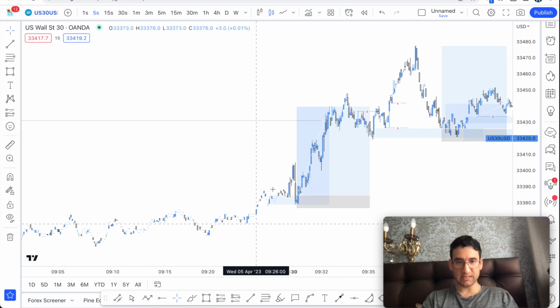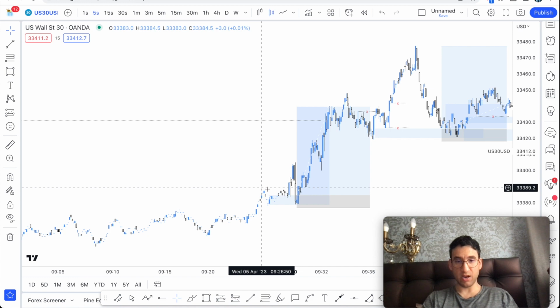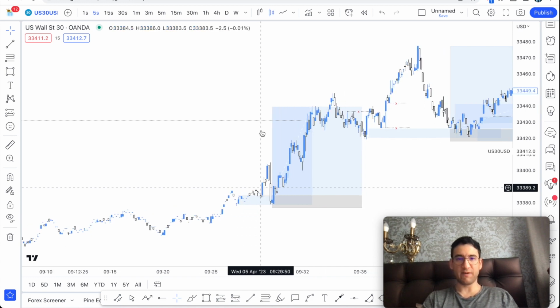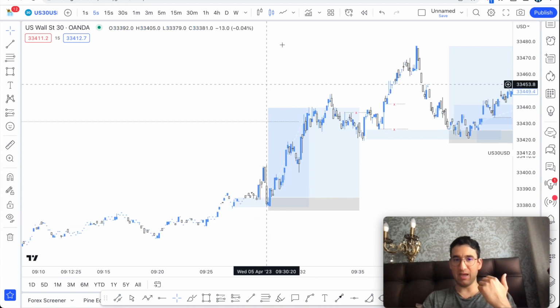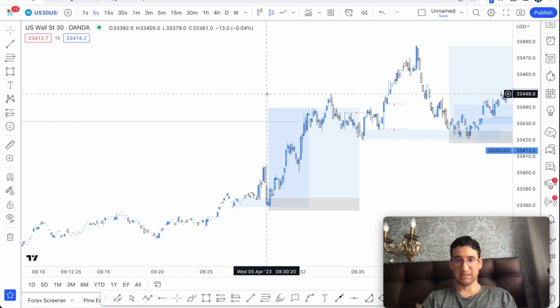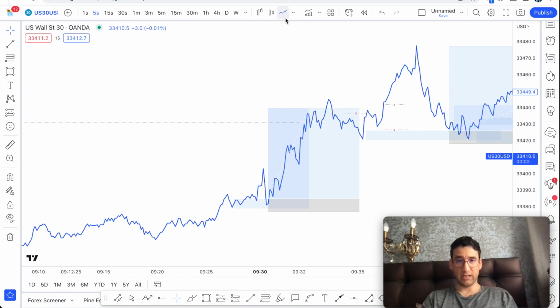Once I spotted this area right here, you can see that there was a break of structure. This is a little tricky on the 5 seconds, but it's the same on every time frame. I'm telling you, however you trade structure, it's the same on every time frame. So when I click that line chart there, you can see that there's a break of structure.